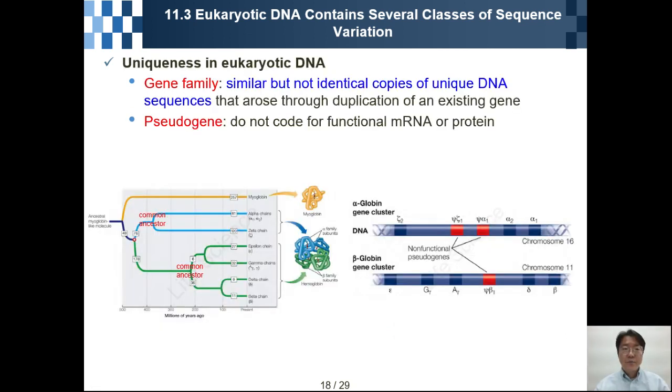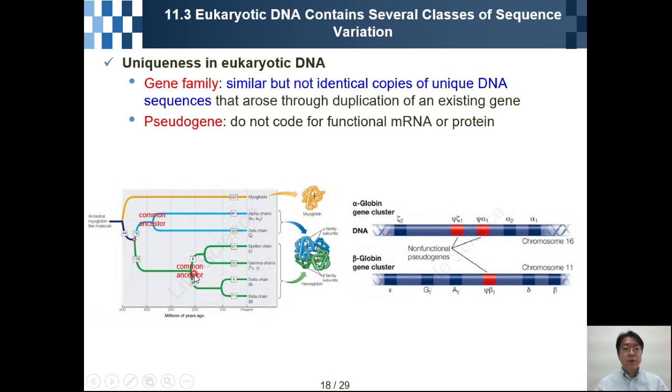Okay. So in this slide, I will explain some uniqueness in eukaryotic genes. Eukaryotic genes show gene families. Let's start with the example of hemoglobin. Our hemoglobin has alpha chains and beta chains, two alpha chains and two beta chains. Initially, the alpha chain and beta chain had a common ancestor, but they divided into an alpha chain group and a beta chain group. The alpha chain group also divided in two, and one became the alpha chain, the other became the zeta chain.